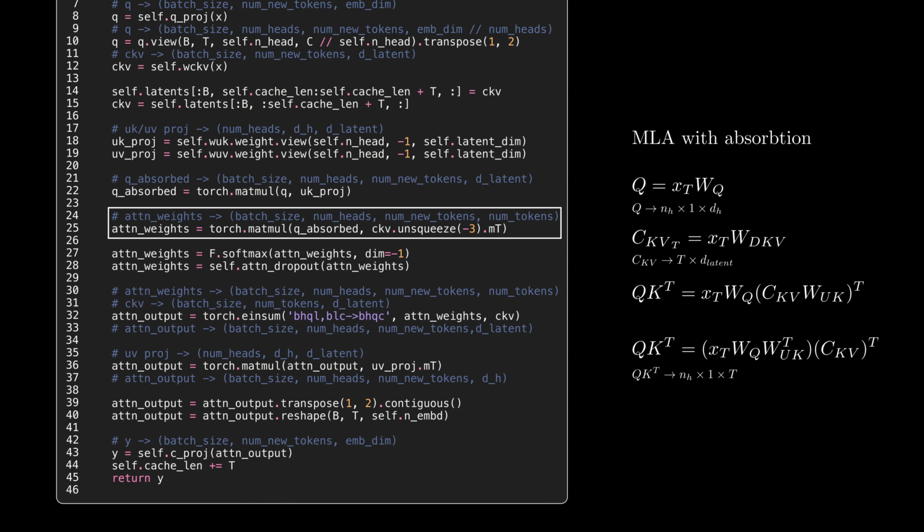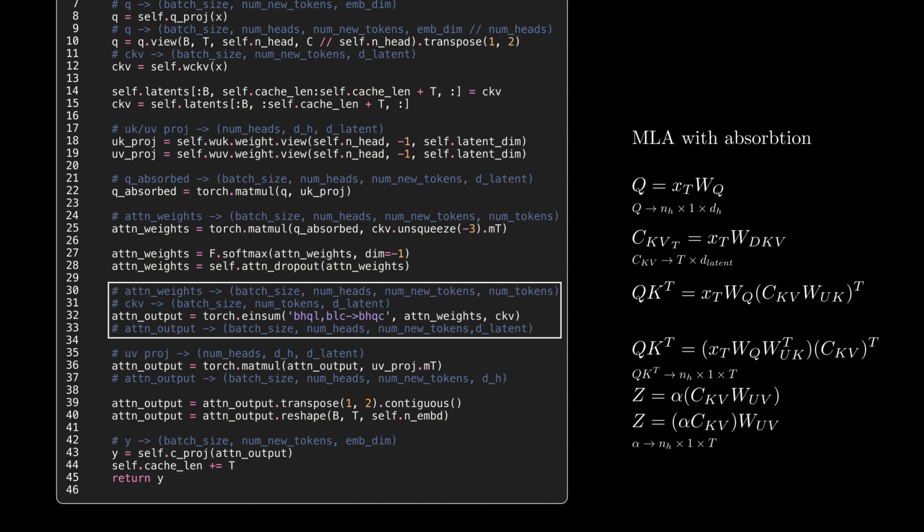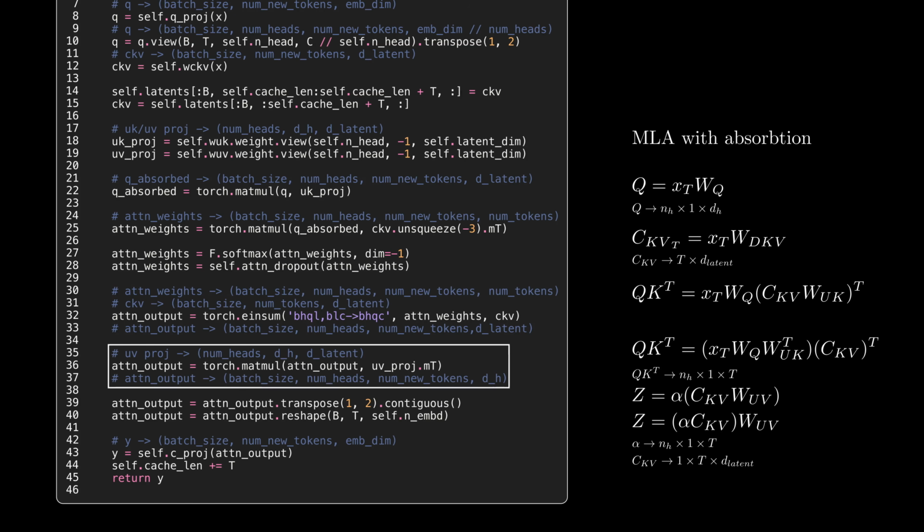After applying softmax, we move to value aggregation. And here also, we are going to avoid explicitly reconstructing values. Normally, we would compute alpha V, where alpha is the attention scores, and V equals the product of CKV and WUV. But instead, we first aggregate the latent vectors themselves using the attention weights. This gives us one aggregated latent representation per head. After this aggregation, we apply the value up projection. So rather than projecting every token into value space first, we only project the already aggregated latent. This avoids another large matrix multiplication for us.